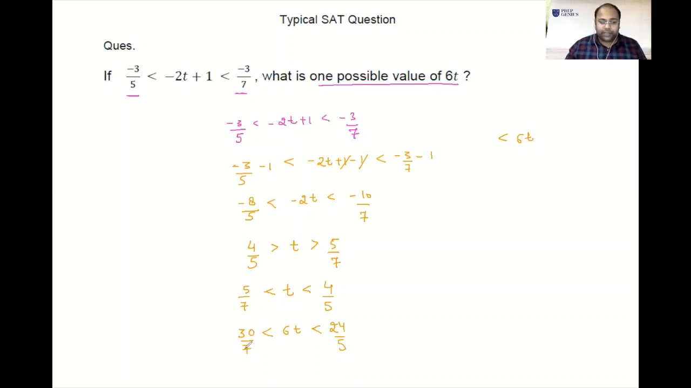Now 30/7 is nothing but, if you cancel out, 7 4s are 28, you are left with 2, right? And you can say 7 2s are 14, the remainder is 6, and you can say 7 8s are 56. So it's 4.28. So I'm writing 4.28 here.